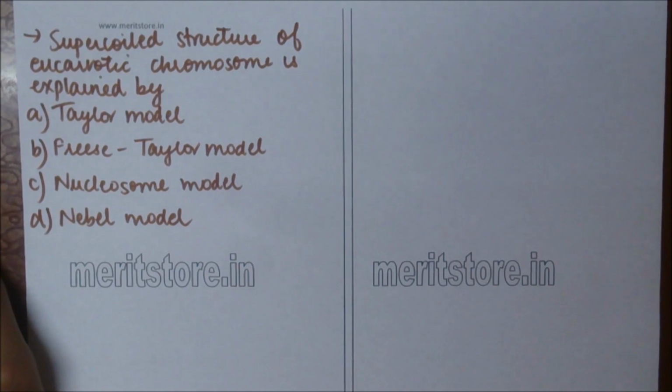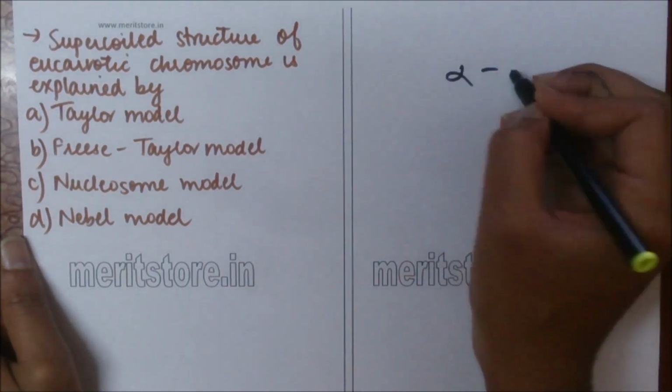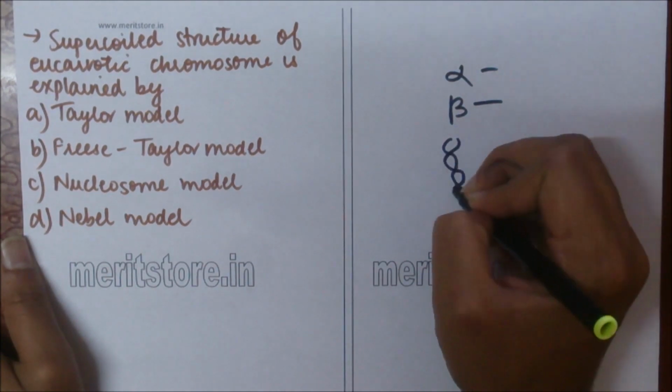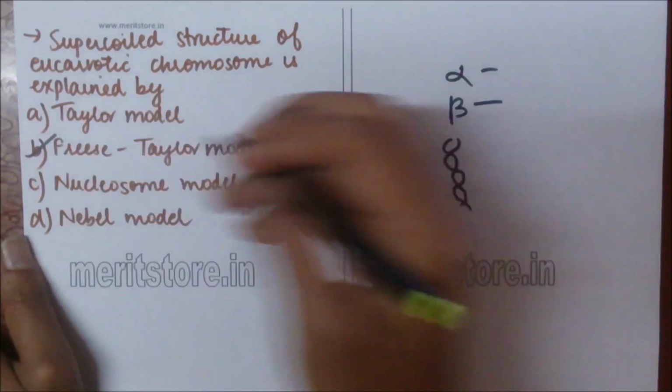Supercoiled structure of the eukaryotic chromosome is explained by A. Taylor model, B. Fries and Taylor model, C. nucleosome model, and D. Nebel model. The structure of chromosomes consists of alpha pleated sheet or beta pleated helix structure. This was explained by Fries and Taylor.